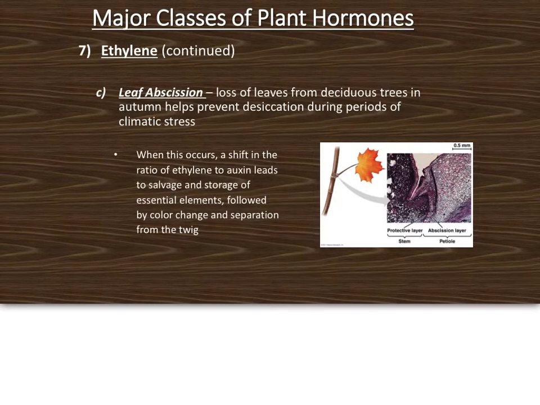The third thing that ethylene is involved in strongly is leaf abscission, or losing your leaves, that we're real familiar with here in our part of the country in the fall. Loss of leaves from deciduous trees helps prevent the tree from desiccating and basically getting all nasty. It's the best way to think of it when the climate changes, right?